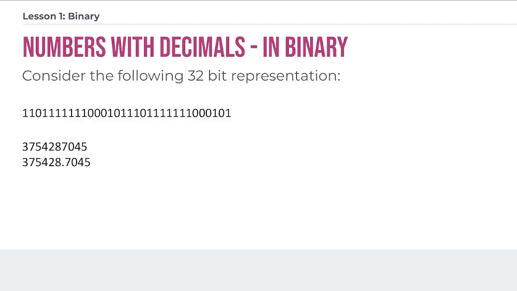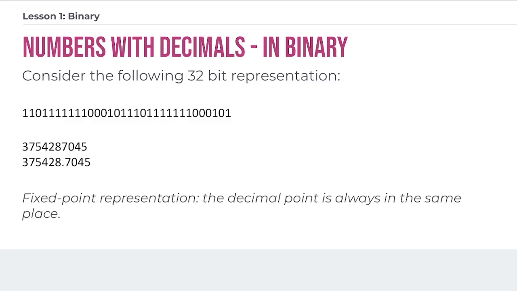Sorry, it just can't be that simple. If it were, this would be what we call fixed point representation, because we would put the decimal point in the same place every single time. Let's say this one right here represents the decimal point, and every number that we represent has to fit within this scheme. So this many bits can be before the decimal, and this many can be after the decimal.